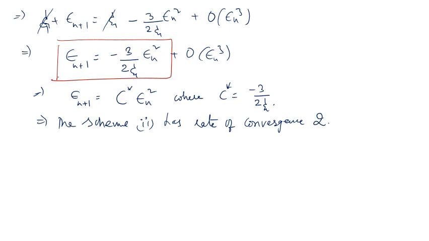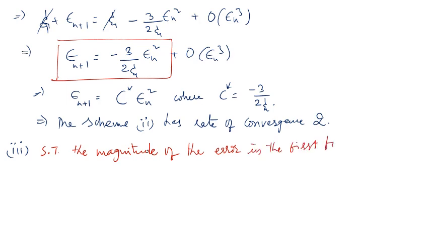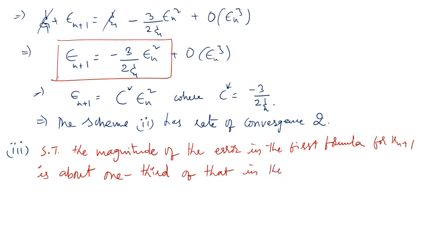Right? Now coming to the third point. What is the third case? In the third case, what do I have to prove? Show that the magnitude of the error in the first formula for x n plus 1 is about one third of that in the second formula.